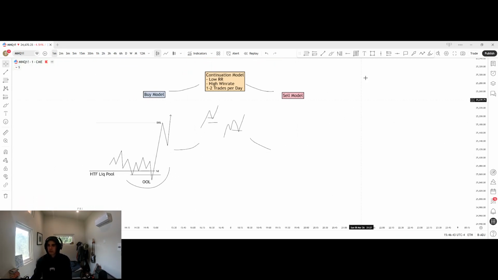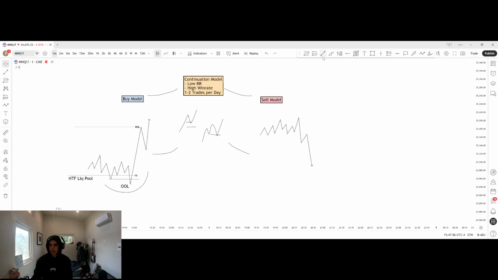Okay, so now we're going to go to the sell-side model. It's pretty much the same thing. We're looking for an accumulation phase before the market open. We hit some sort of higher time frame liquidity pool, chop around, re-manipulate it, and then we start displacing to the downside. And obviously the displacement is going to differ depending on the conditions of the day. Some days it's going to be total garbage.